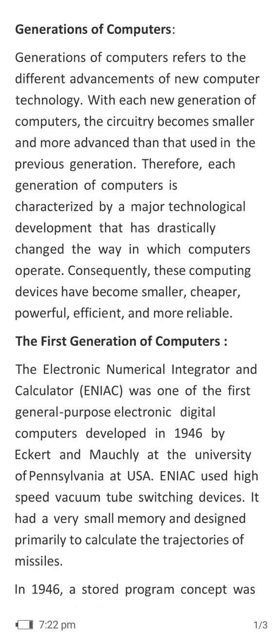Basically, there are five generations of computers. They are: first generation of computers, the period is from 1946 to 1954; second generation computers, the duration is from 1955 to 1964; and third generation of computers, their period is from 1965 to 1975.